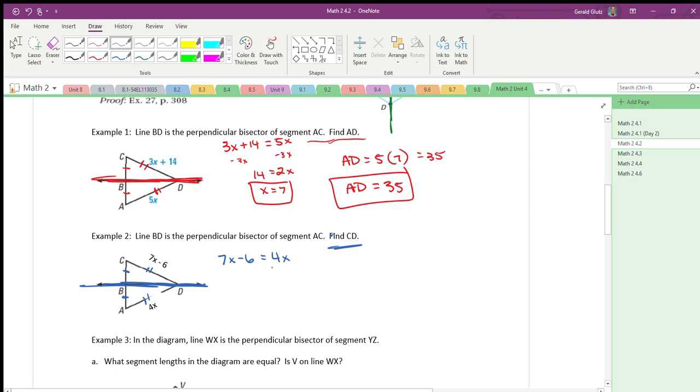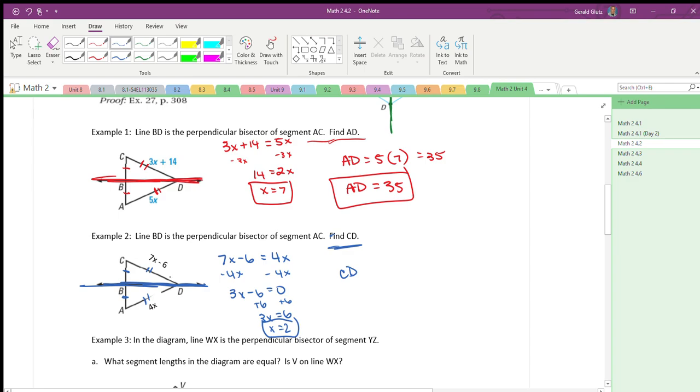So I'll subtract 4x on both sides first. So 3x minus 6 is equal to 0. Add 6 to both sides. So 3x equals 6, so x has to be 2. So again, we're not done. We're trying to find CD.